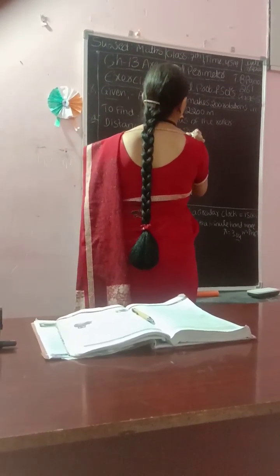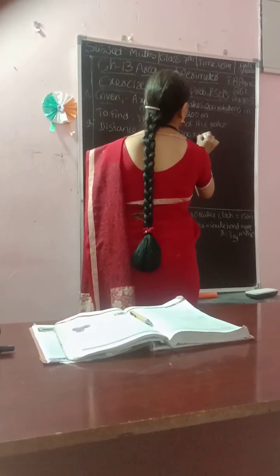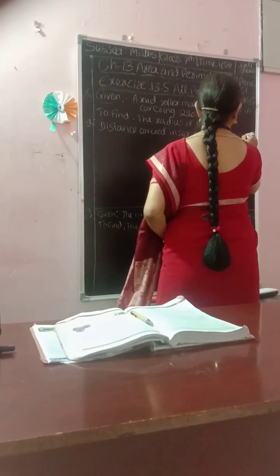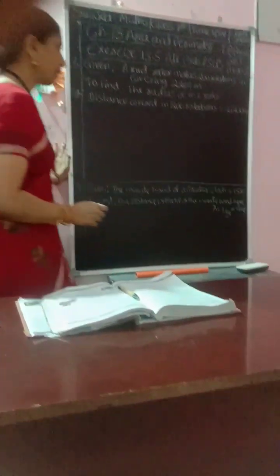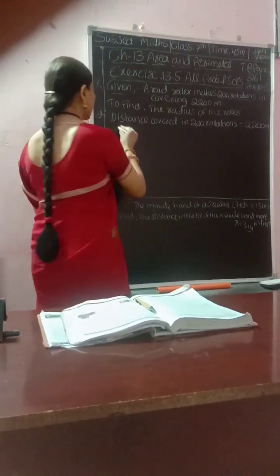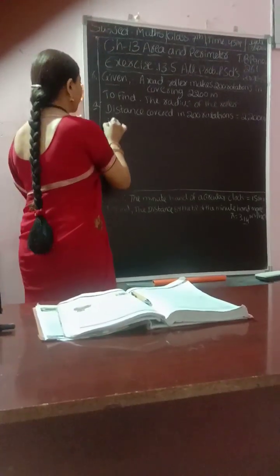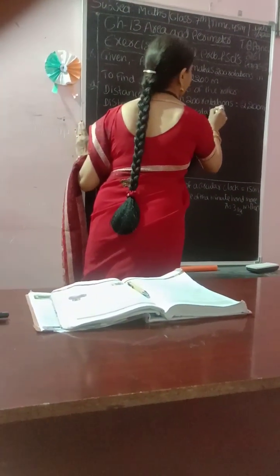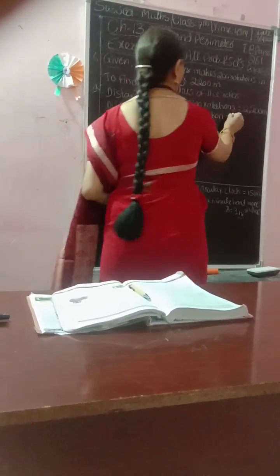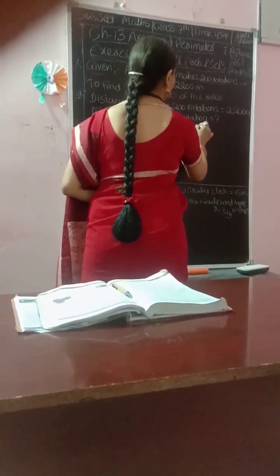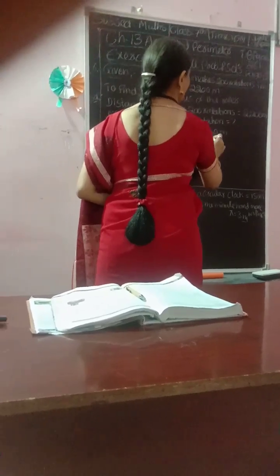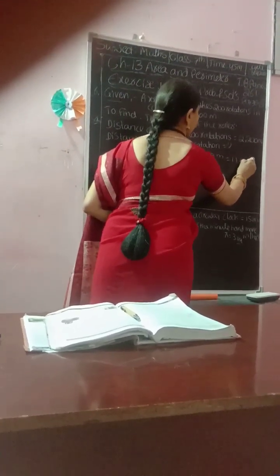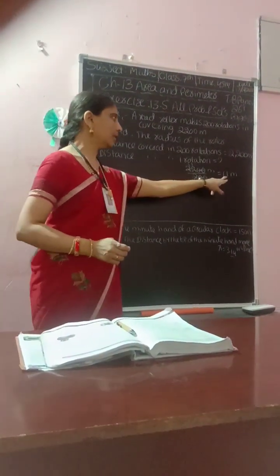The distance covered in 200 rotations equals 2200 meters. Now you can find the distance covered in one rotation. Distance covered in one rotation equals 2200 meters divided by 200. The zeros cancel, 22 by 2 gives 11. So this is 11 meters. The distance covered in one rotation equals 11 meters only.